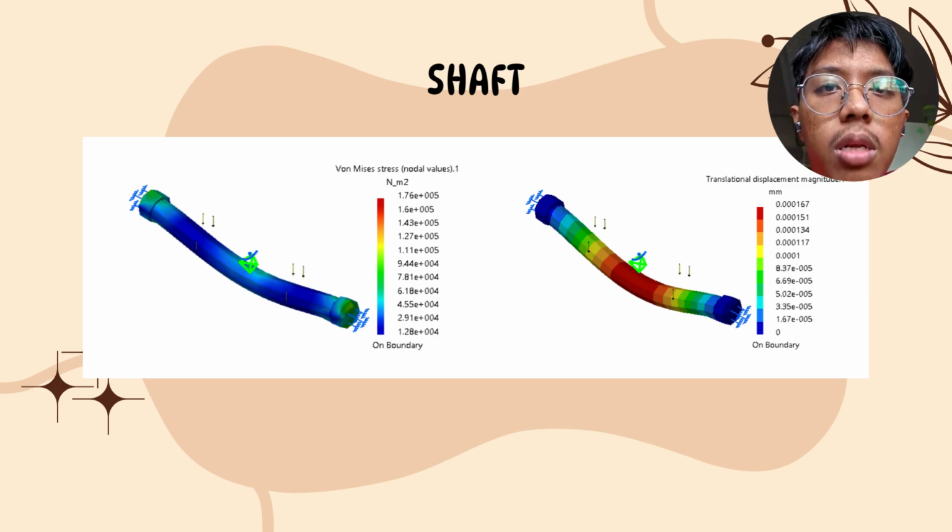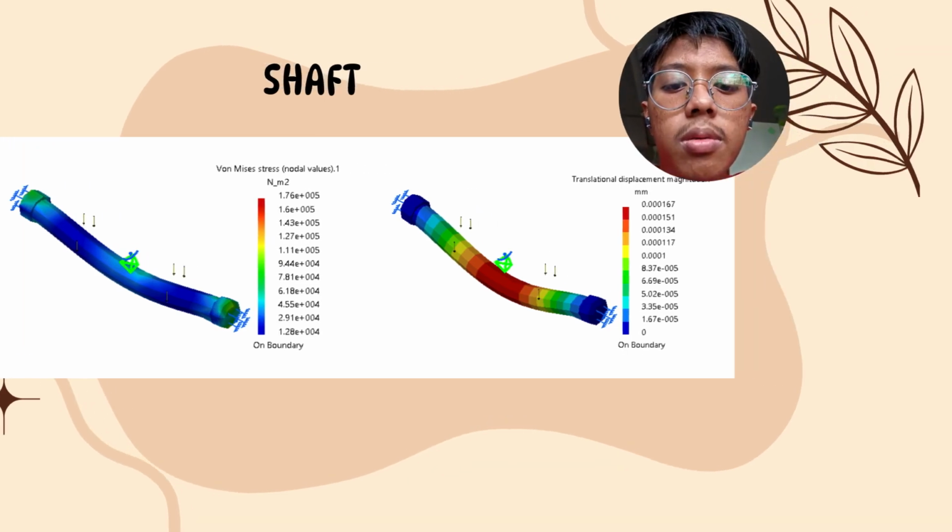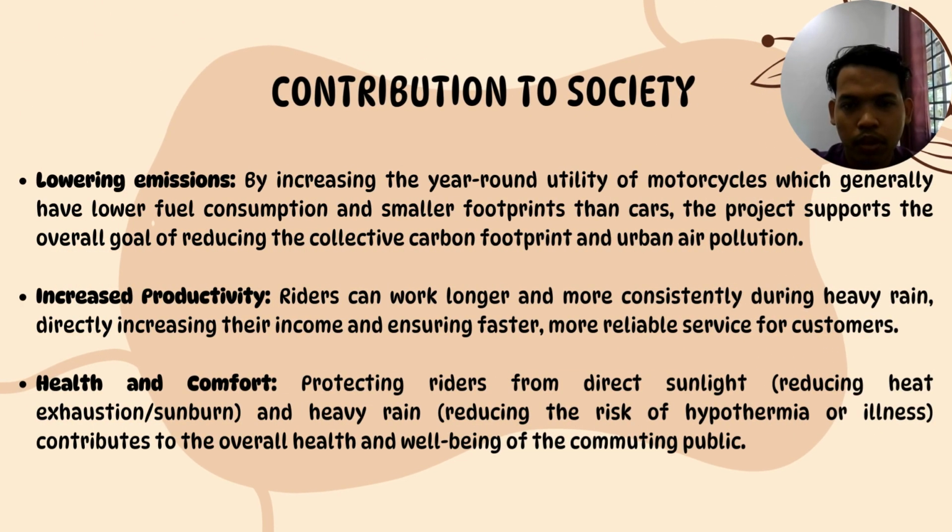The displacement magnitude indicates the degree of flex or bending in a shaft. As expected with fixed ends, the maximum displacement occurs at the center of the shaft, furthest from the supports, while the maximum displacement is 0.000167 mm.